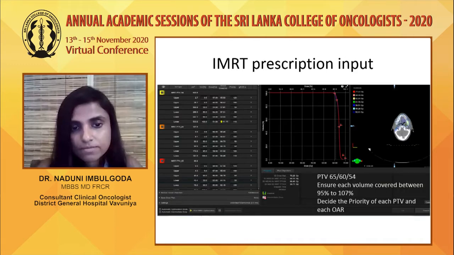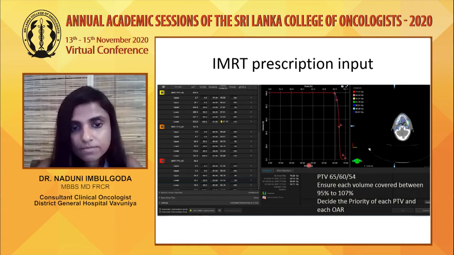So this is a practical IMRT prescription sheet, where this is a typical 65, 60, 54, 3-dose level head and neck IMRT plan. So we need to ensure that each of the 3 PTVs, PTV 65, 60 and 54, are covered with between the 95 and 107 isodoses. So therefore we put these dose prescription points here to make sure that the coverage is adequate.